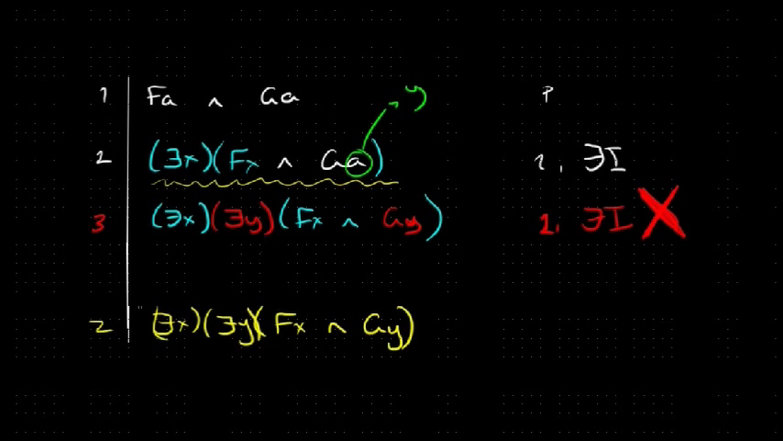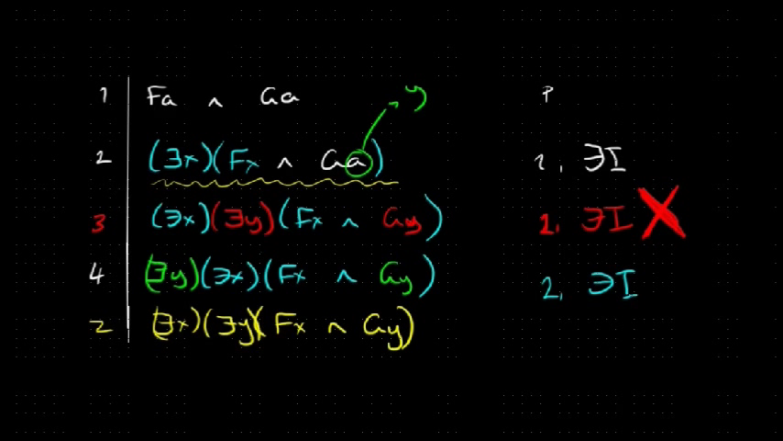So what we could end up with on line 4 is the following. We could get there exists a y such that there exists an x such that fx and gy. Okay, so that's what we could get to, and that would be from 2 existential introduction.